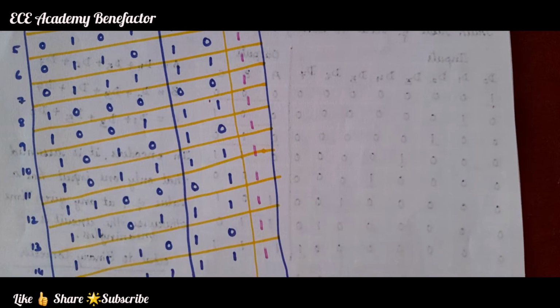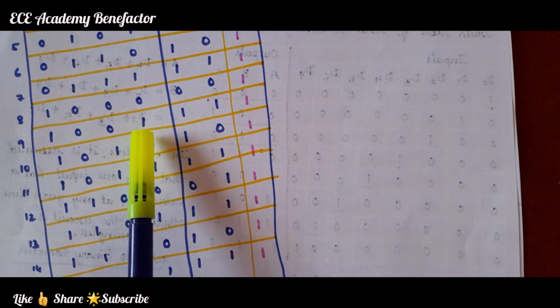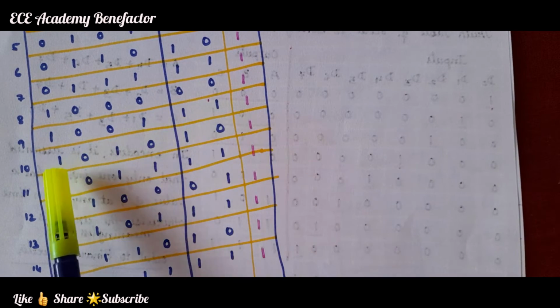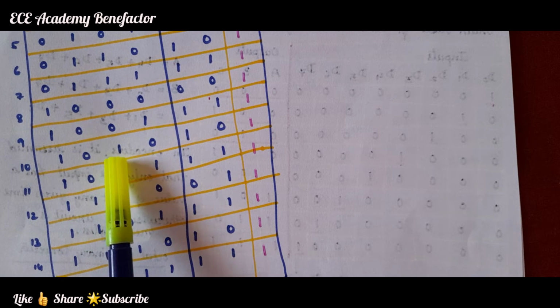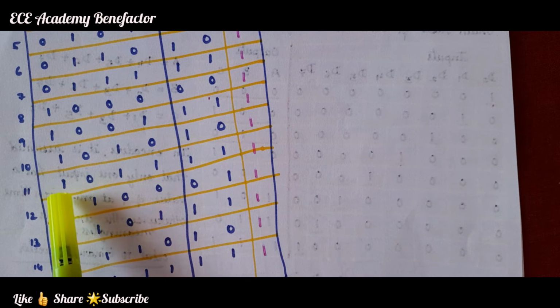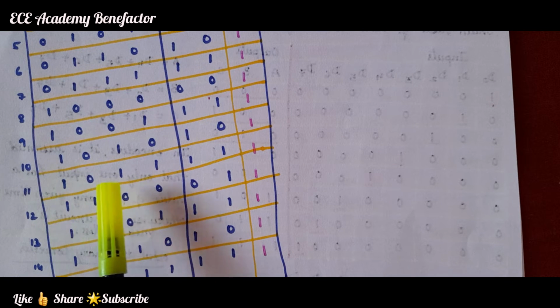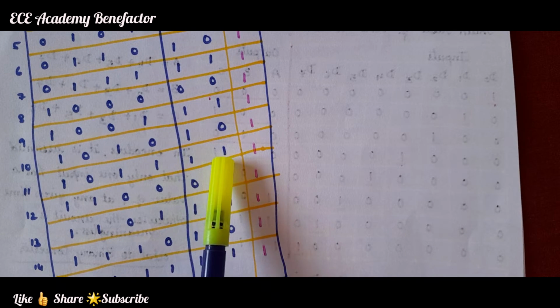D3 has the highest priority, between D0 and D3. So the output will be 1 1. Here the inputs D0 and D2 are high. So D2 being high means the output will be 1 0. Here the high inputs are D0, D2, D3. The highest priority is D3. So the output will be 1 1.